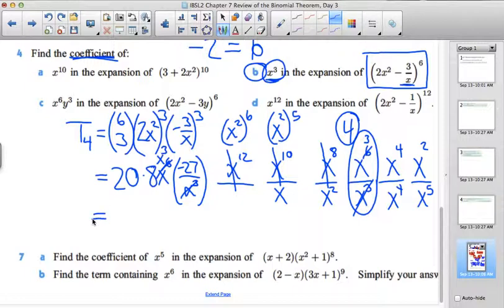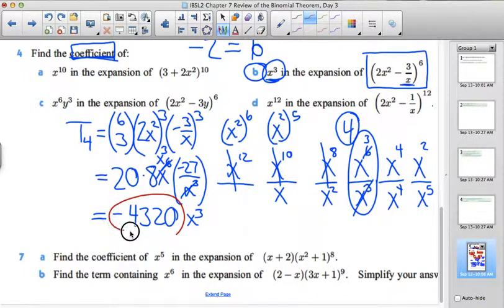Then we can simplify, and really all we need is the coefficient, because that's what the problem asked us for. Be careful to pay attention to whether they're asking for a coefficient or just a term. So as we multiply that out, we have 20 times negative 27 times 8, and that gives us a negative 4,320. Of course it's x cubed, but our answer is negative 4,320.